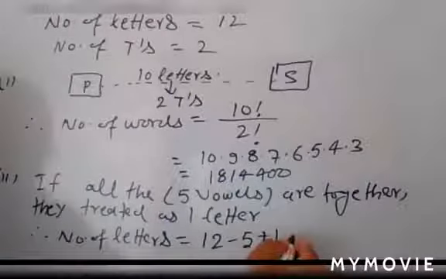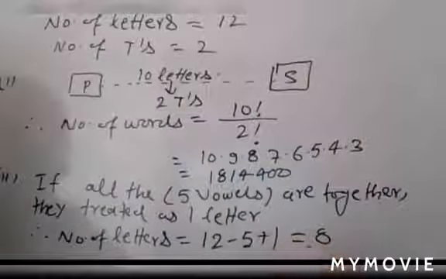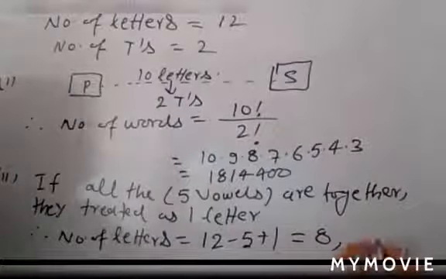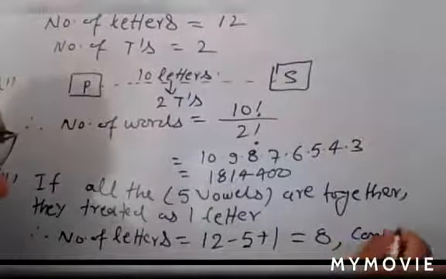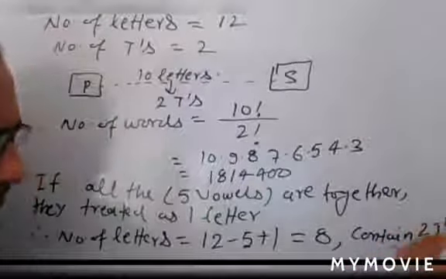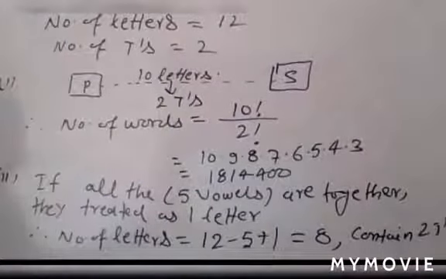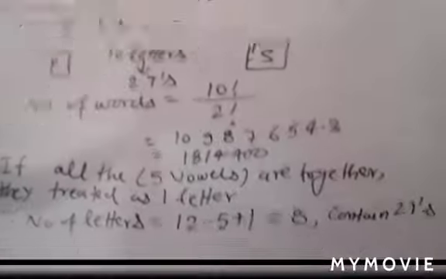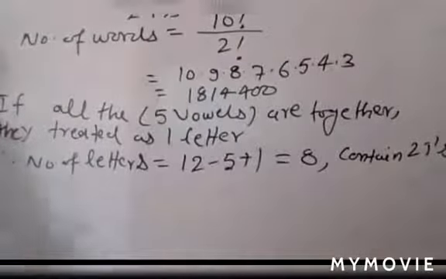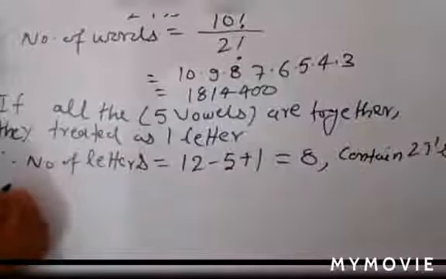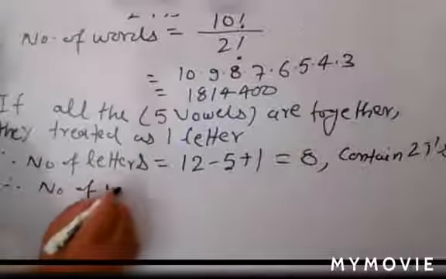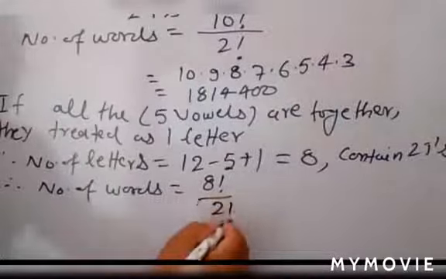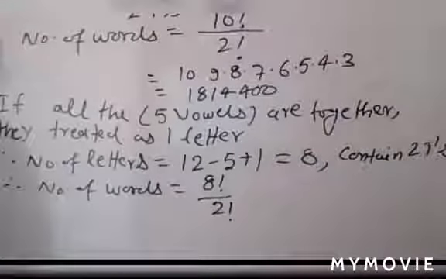8, sir. Yes, 8 letters. And these 8 letters contain 2 T's also. 8 letters, you write here, comma, and write contain 2 T's. Out of these 8 letters, 2 T's are also present here. Understand? So if it contains 2 T's, you can write the number of words. Hence, the number of words is equal to factorial 8 upon factorial 2.